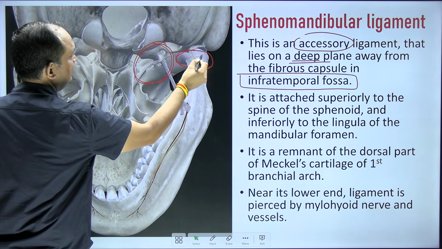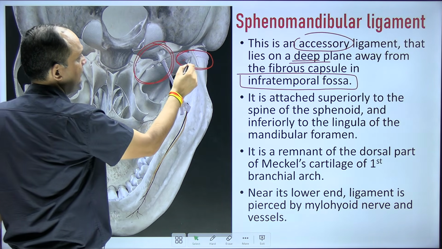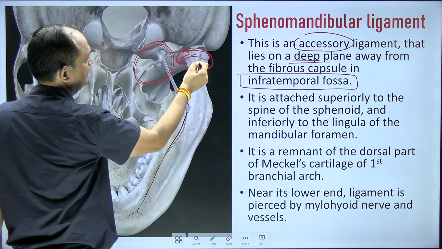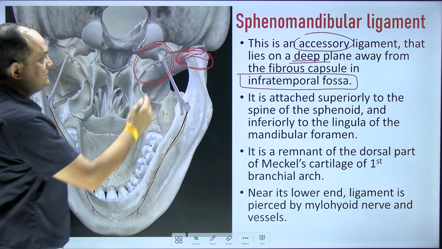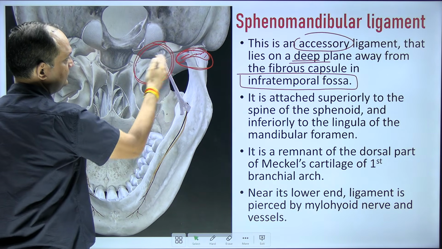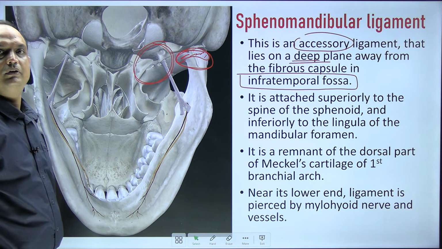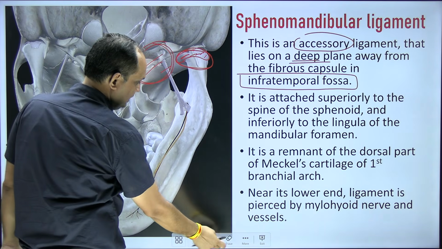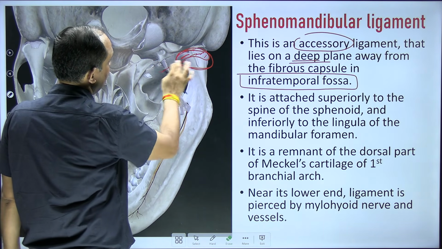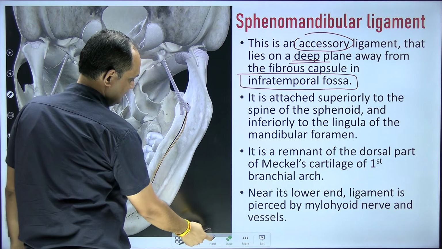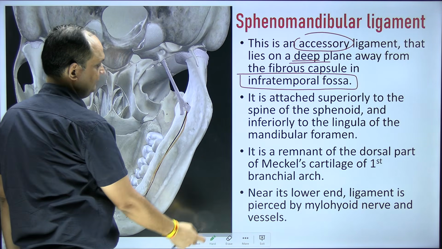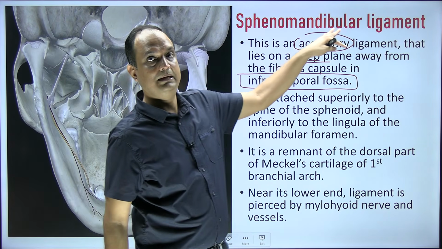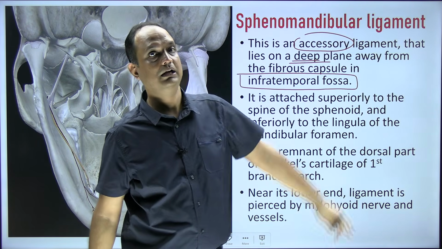Here you can see the head of the mandible, and you can appreciate the capsule of the TM joint. So this ligament is deep to the inner side of your TM joint, and this area is known as the infratemporal fossa. As the name suggests, it is a connection between the sphenoid bone and the mandible, that's why it is known as the sphenomandibular ligament.